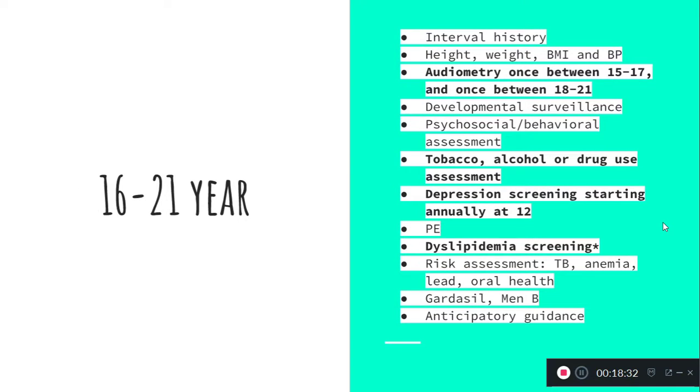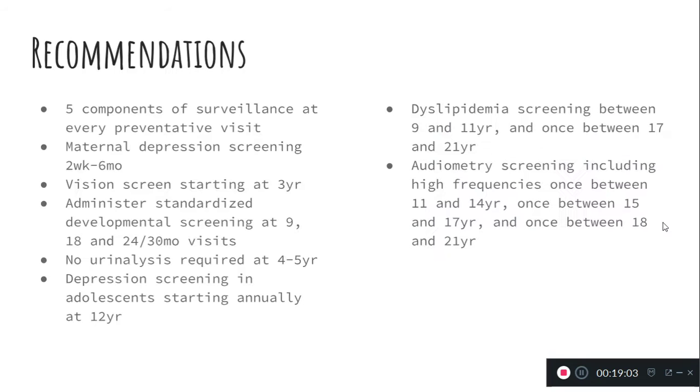So last but not least is our 16 to 21-year-old older adolescent group. So we have our history measurements, our last audiometry, so 15 to 17, and then finally between 18 and 21, our developmental surveillance, social behavioral assessment, our tobacco, alcohol, and drug, our depression screening, our dyslipidemia screening. So you want to repeat this, so 9 to 11, and then again at 17 to 21 years of age. Our risk assessments, Gardasil and then B, and then anticipatory guidance.